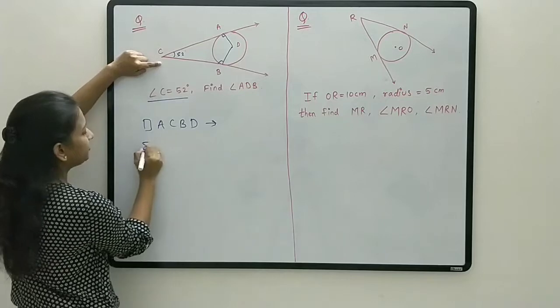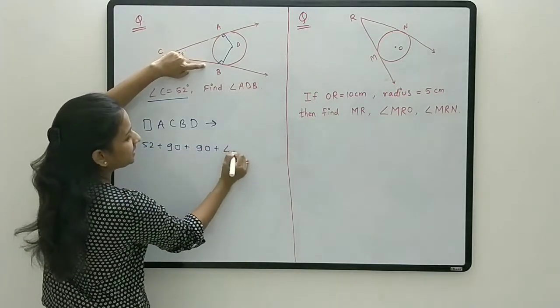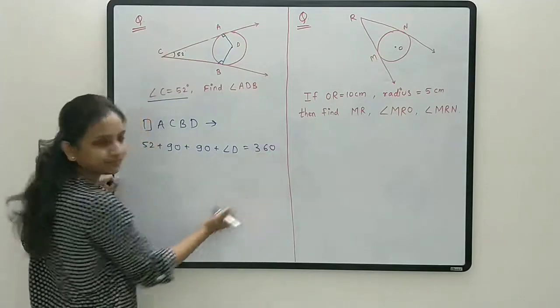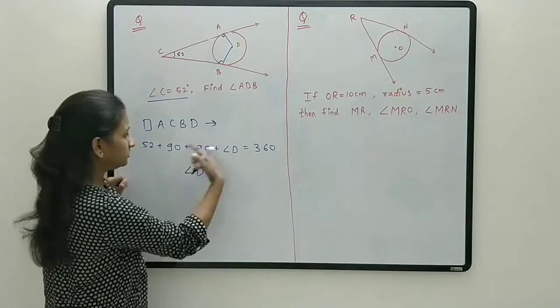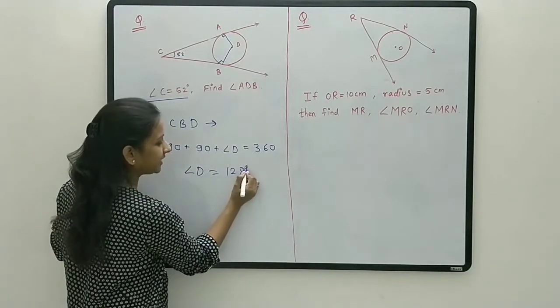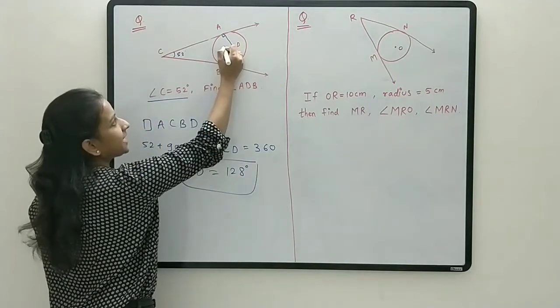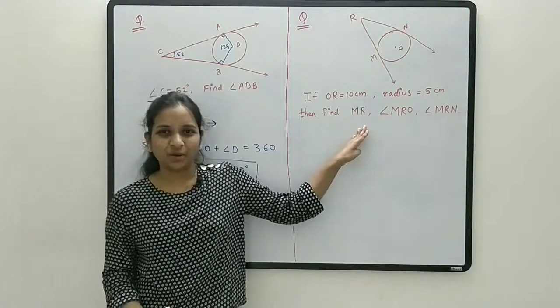Fine. So 52 degrees plus 90 degrees plus 90 degrees plus angle D is equal to 360. By solving this, we will get angle D is equal to 360 minus 180 minus 52, which is 128 degrees. Okay, this angle is 128 degrees. Easy. Now let's solve this problem.